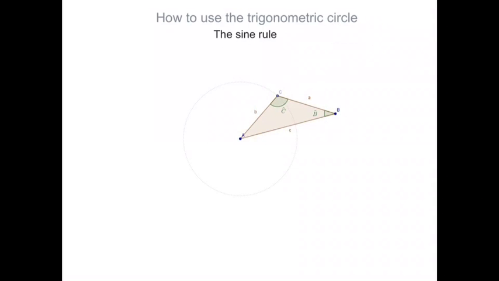Let's now have a look at the sine rule. So if I look at this triangle, the sine rule allows me to write that sine C over C is equal to sine B over B. So again, let's keep the angle B constant, the length B constant, and the length C constant. So C is going to move on the circle, making sure that B remains the same.